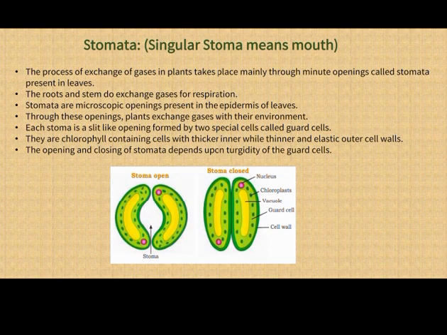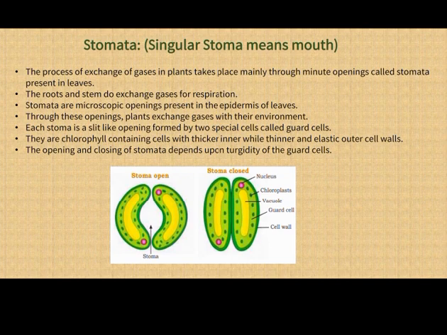The process of exchange of gases in plants takes place mainly through minute openings called stomata present in leaves. You can't see them with your naked eyes, that's why they are called minute openings. These are microscopic. The roots and stem also exchange gases for respiration. Stomata are microscopic openings present in the epidermis of leaves, the lower surfaces of leaves. Through these openings, plants exchange gases with their environment.